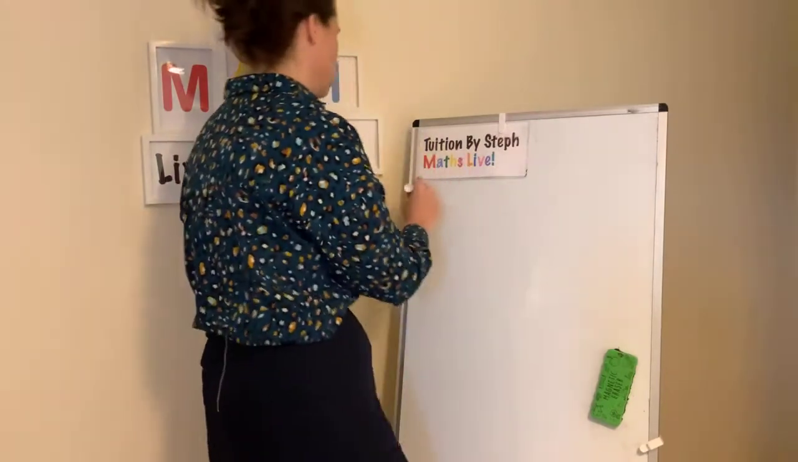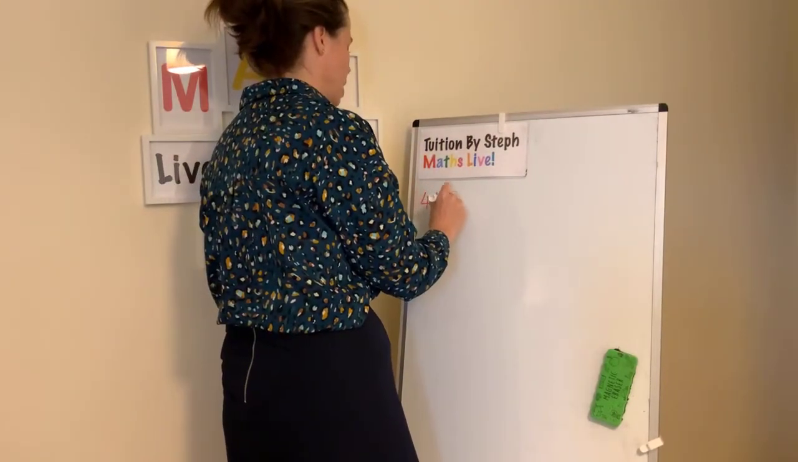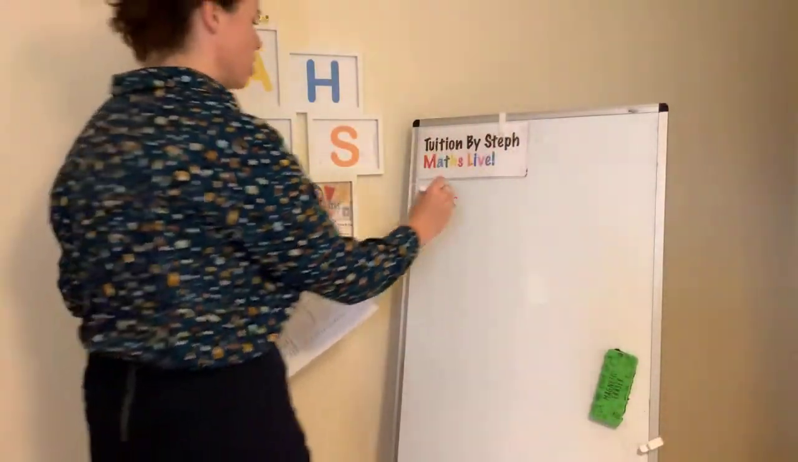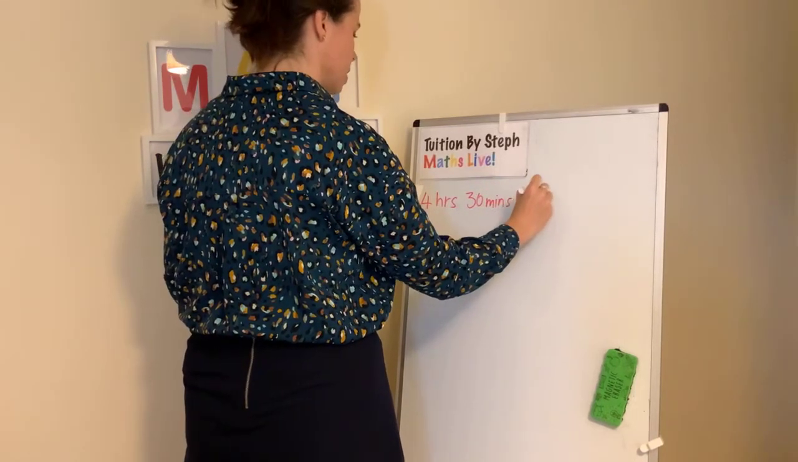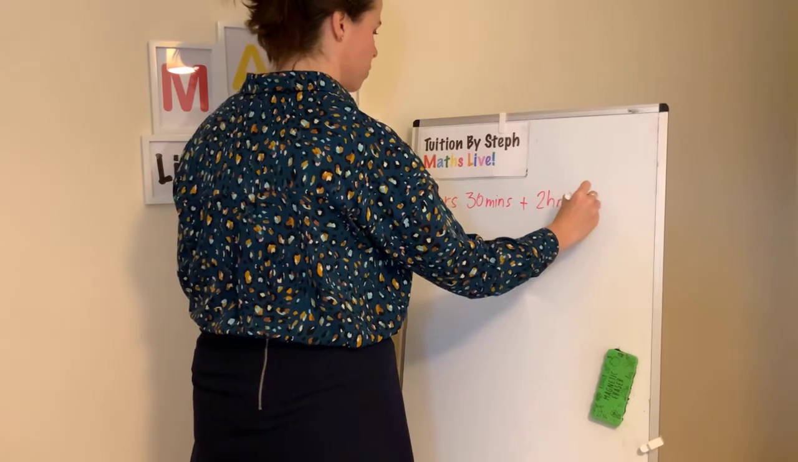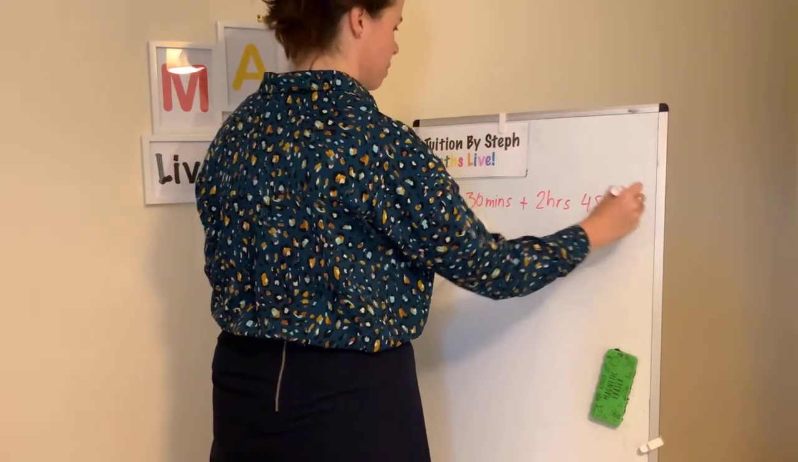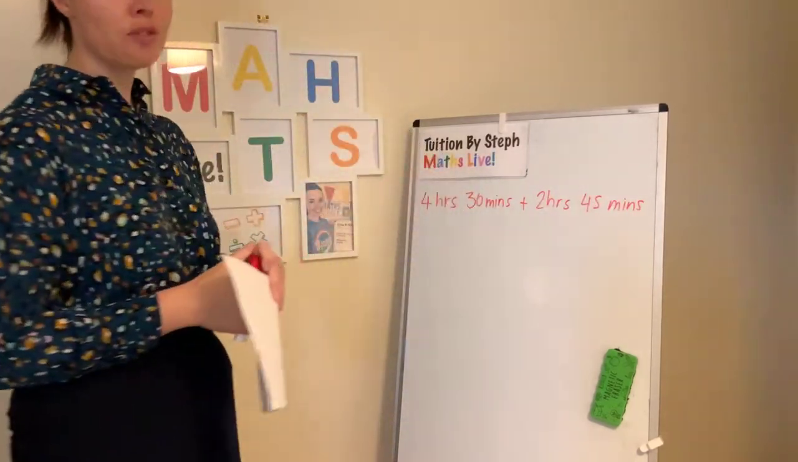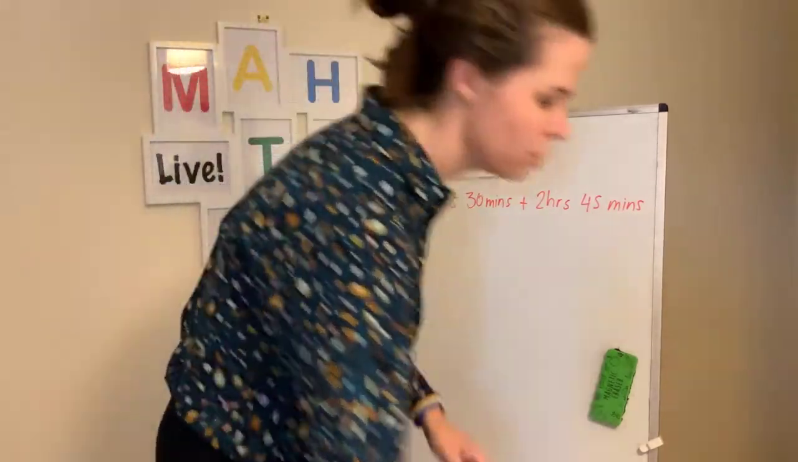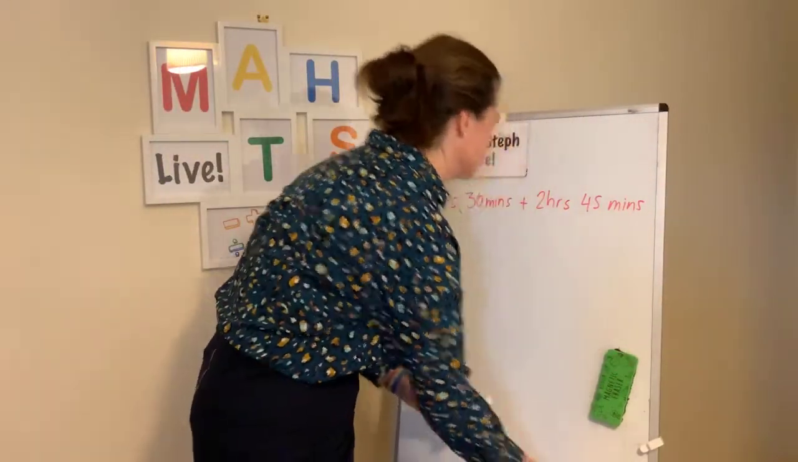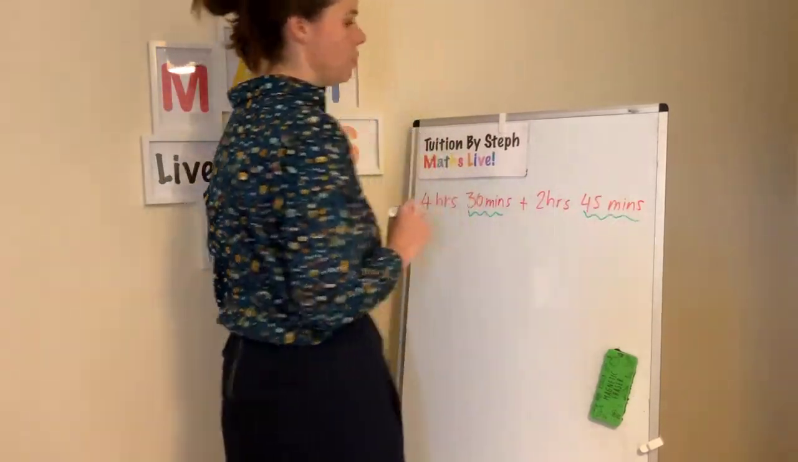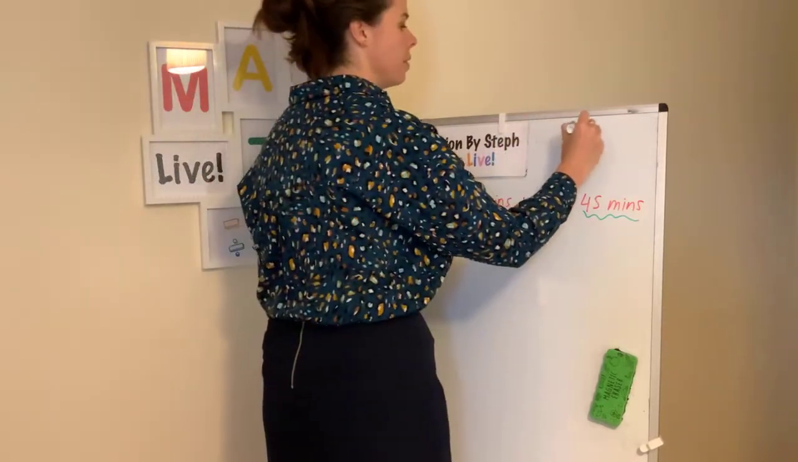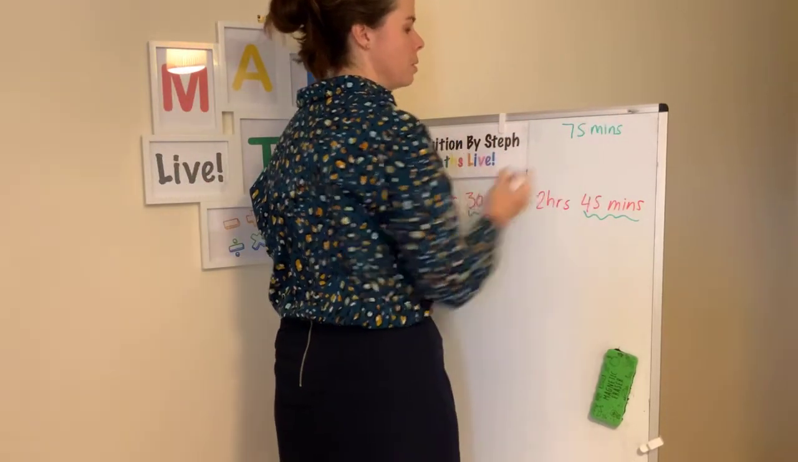Okay, so 4 hours 30 mins add 2 hours 45 mins. And like before, when we're adding, it doesn't really matter which way round you do it. I'm going to start with the lowest value, okay? So 30 mins plus 45, well, that's 75 mins. So we've combined those together.